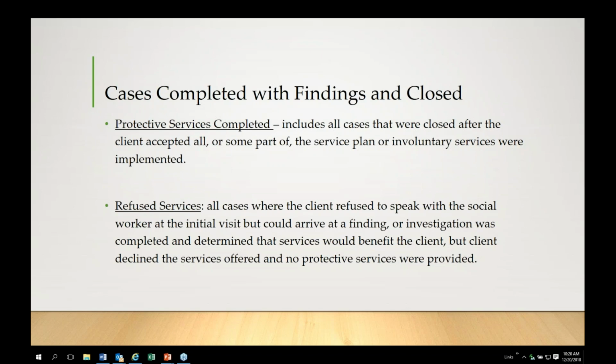Refused cases are cases where the client refused to speak to you, but you could figure out whether the abuse occurred, maybe by talking to collateral contacts, or also the cases where you actually finished the investigation, you figured out what services you wanted to provide, but the client wouldn't take any of those services.